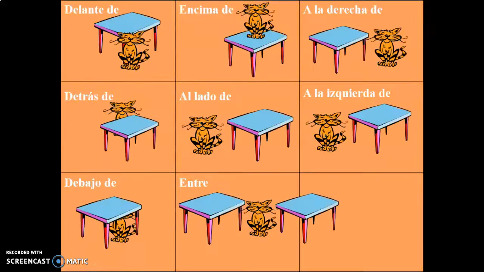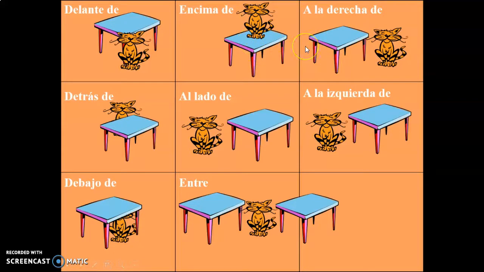So first one we've got here is delante de. So delante de means in front of. So see we've got el gato here and we've got la mesa. So you can see el gato está delante de la mesa. It's in front of the table, okay? Next we've got el gato está encima de la mesa. So here we've got encima de, which means on or above, okay?